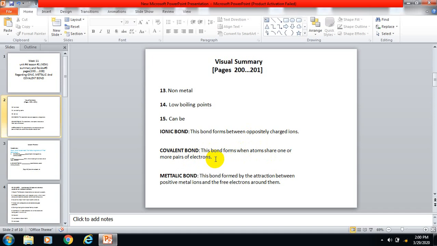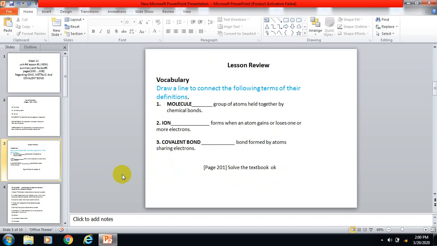These are actually the revision. We studied all the things, we covered all the things. You need to study all of unit 3, from lesson 1 to lesson 4, so you will cover all these things. Now the metallic bond, of course, this is the simplest one. This bond is formed by the attraction between positive metal ions and the free electrons around them. Metallic bonds, understand? This was the 16th option.